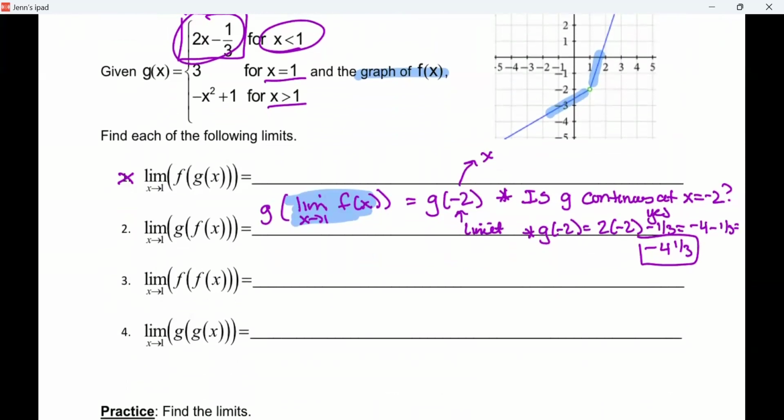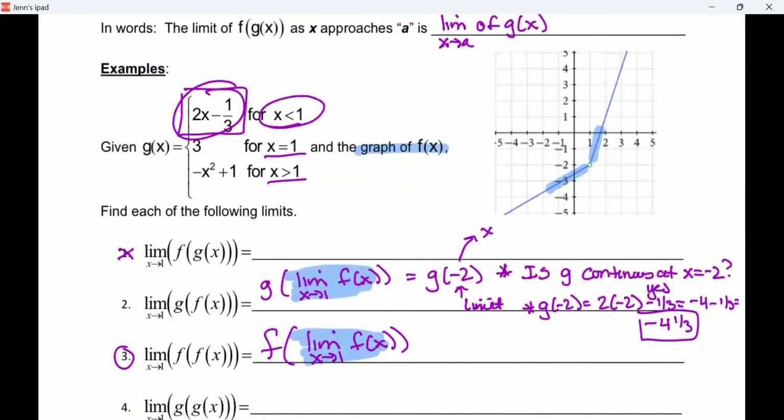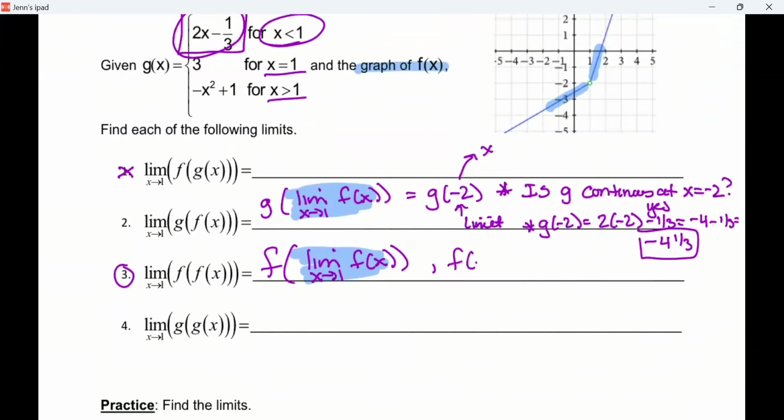Let's take a look at number 3. I need to figure out f of the limit as x approaches 1 of f of x. So I'm going to start by finding the limit of that inner function. When I look at the graph of f, the limit as x approaches 1 is -2. So I have f of -2. The question I have to ask myself is, is f continuous at x equals -2?